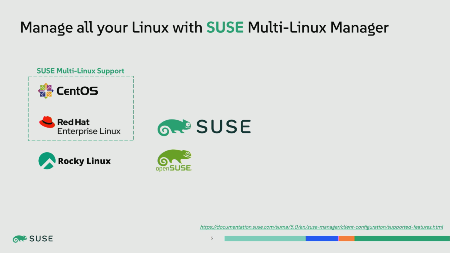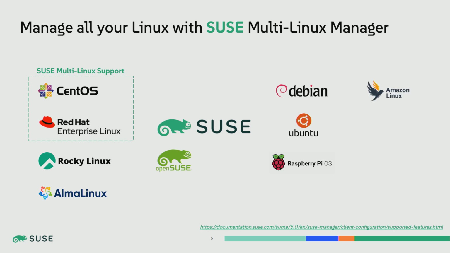Rocky Linux, Alma Linux, and then Debian, Ubuntu, Raspberry Pi OS as a tech preview. So it's not fully supported, but it's going to be there with 5.1. By the way, we are at 5.0.3, so be patient. Amazon Linux, Oracle Linux, Micro Focus, and I think I probably missed Alibaba Cloud.